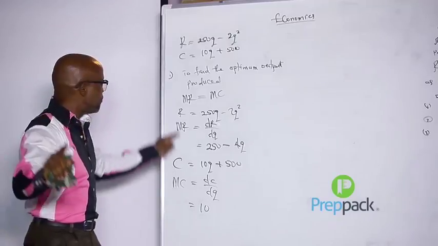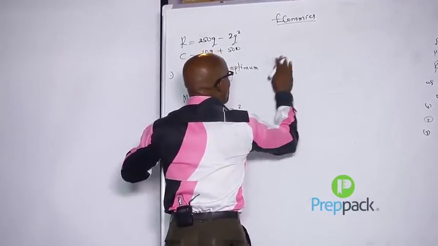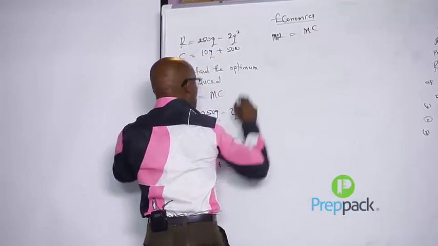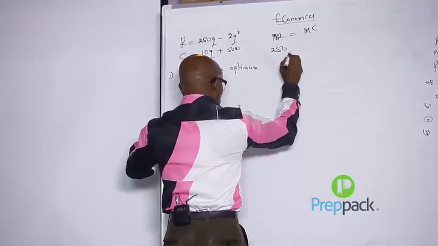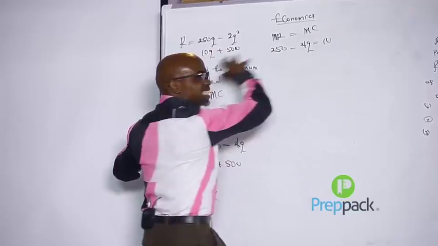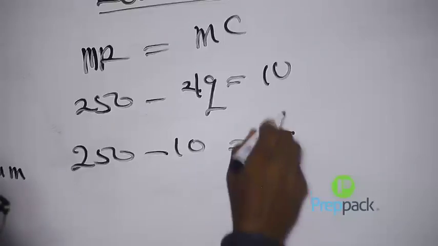To find the output, the formula says what? MR equals MC. Therefore, we go back to say my MR equals MC, which gives me what now? 250 minus 4Q equals 10. Collect like terms. Therefore, 250 minus 10 equals 4Q.